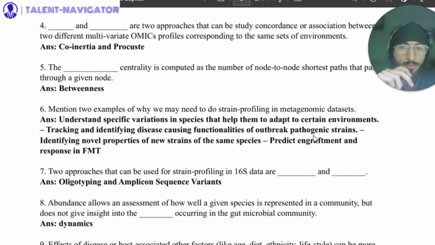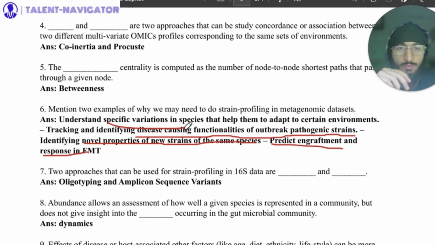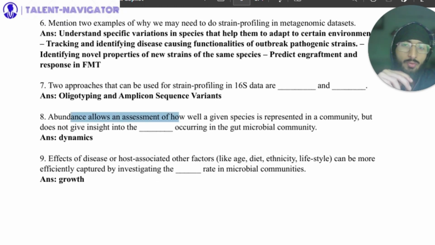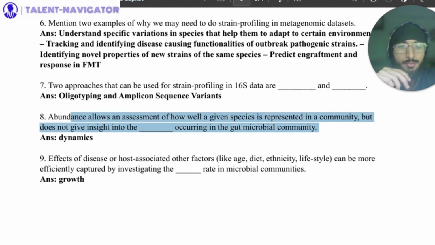Now, two examples of why we need to do strain profiling in metagenomic datasets. We need to perform strain profiling to understand specific variations in species that help them to adapt to certain environments, tracking and identifying disease-causing functionalities of outbreak pathogenic strains, identifying novel properties of new strains of the same species, predict engraftment and response in FMT. So these are all the reasons. Two approaches that can be used for strain profiling in 16S data are oligotyping and ASV, amplicon sequence variants. Now, abundances allow an assessment of how well a given species is represented in a community, but does not give the insight into dynamics occurring in the gut microbial community.